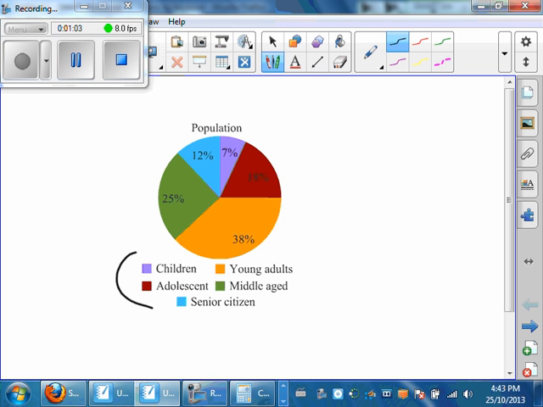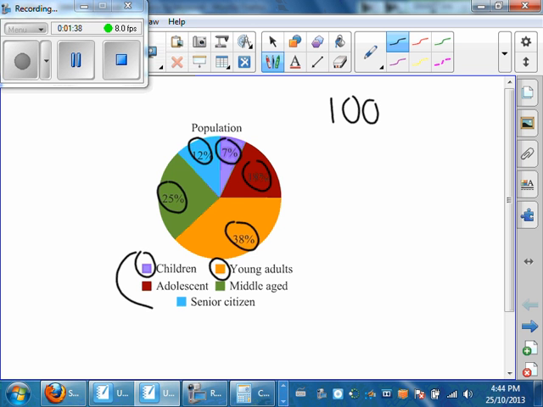So, for example, if they were to look at what percentage of the population is young adult, we can just look at this little legend down here and see that this piece of the pie represents young adults, and that is 38%. And if we wanted to see how many are represented by children, we can see that that is 7%. And obviously, the higher the percentage, the more of the pie it takes up. Now, the other thing to keep in mind is that if you take all of these percentages, they have to add up to 100%. That's pretty easy to understand, since the entire circle would encompass 100%.